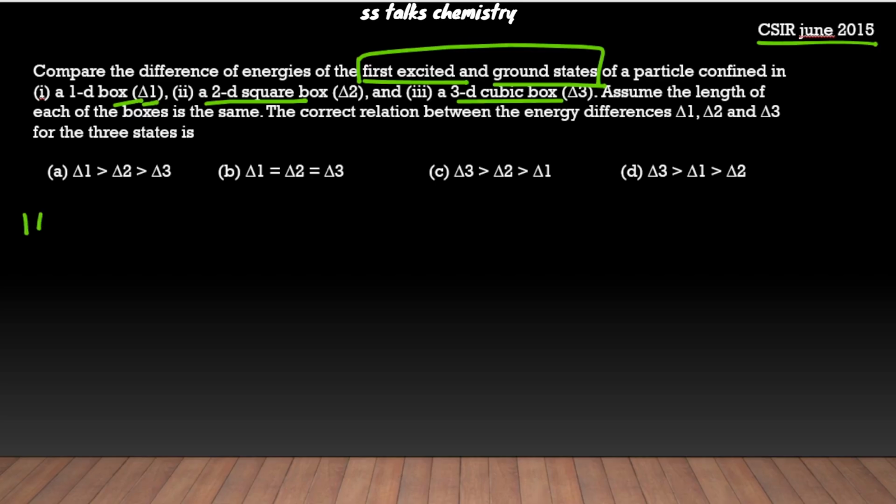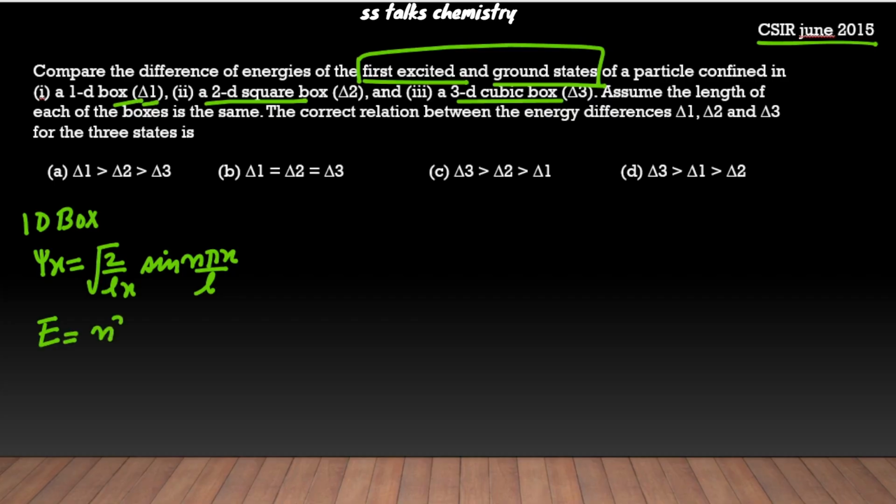Okay. Firstly, it is the 1D box, which means we are considering the particle's motion in only one direction. So the wave function will be psi of x only, which is root of 2 by L into sine of n pi x upon L. The energy corresponding to this is n square h square upon 8 m L square. Here the n values are going to be 1, 2, 3, and it goes on like this.